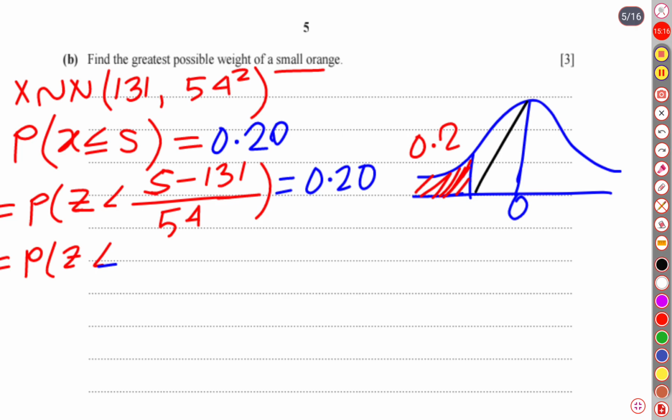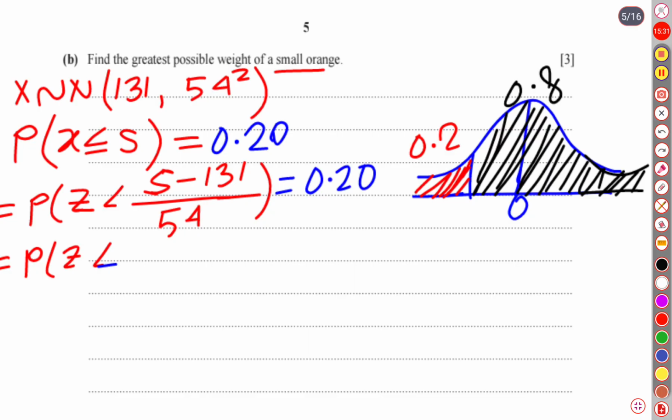Let us draw. If the left side is 0.2, definitely we know the total probability is 1. So if the left side is 0.2, definitely the right side is 0.8. And here our z score is (s minus 130). Definitely it is going to be negative. Look at this, on the left side all z scores are negative, so it is (s minus 131) over 54. This is our z score.